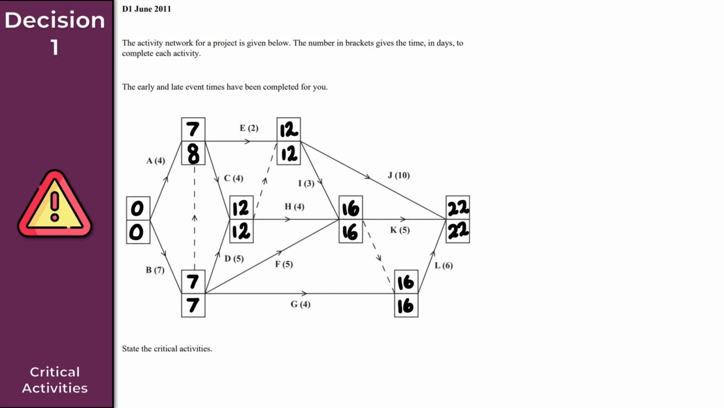Now, there are two ways to go about this. The first way would be by inspection, and that's fine. A more formal way to do this is to find the total float for each individual activity. If the total float is 0, then we have found a critical activity.